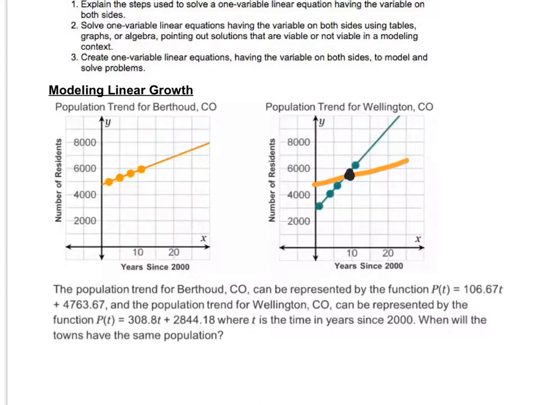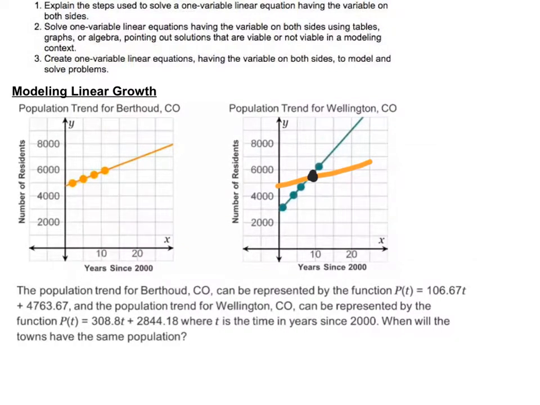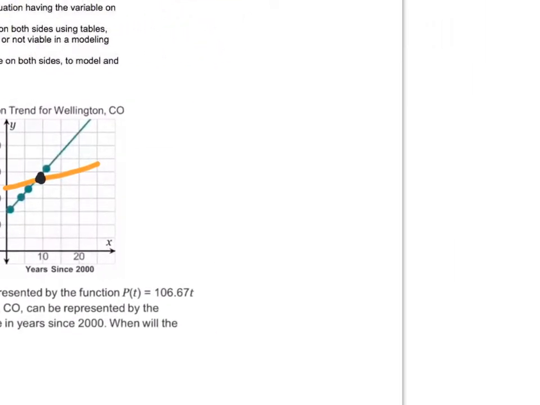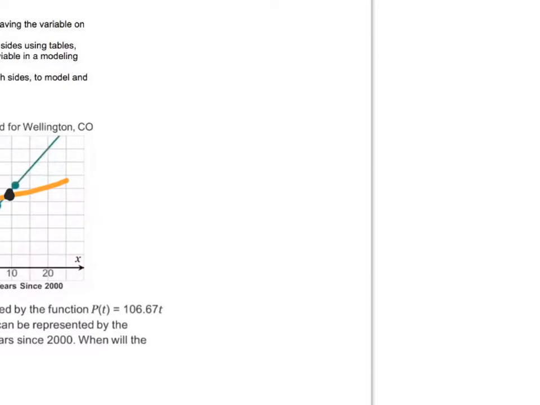So what I'd want to do is set this function here, 106.67t plus 4,763.67, equal to this function, okay? And that's the trend that we're going to be working with. So let's go ahead and do that. I'm going to put it up here so we've got space.